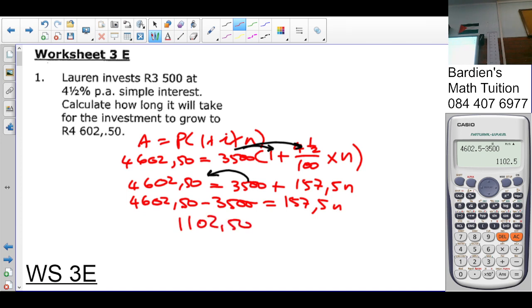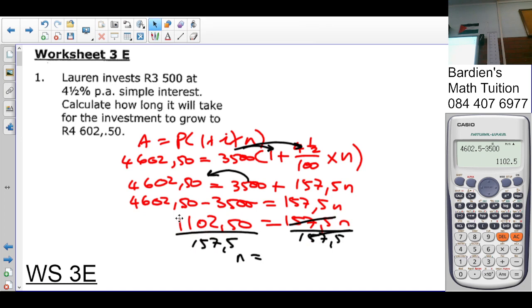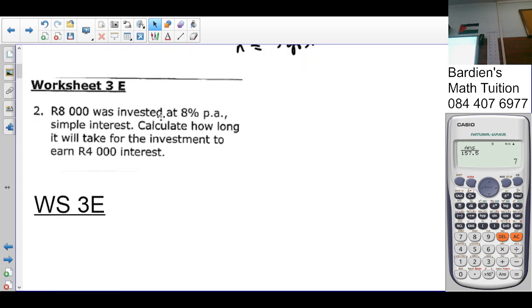1,102 rand and 50 cents equals 157.5N, not so? So I divide both sides by 157.5. Why? To get the N on its own. Put that in the calculator: answer, which is the last answer calculated, over 157.5, gives me 7. Does it make sense, people? Okay, I think I explained that one to you yesterday as well, the part of the sum, not so?